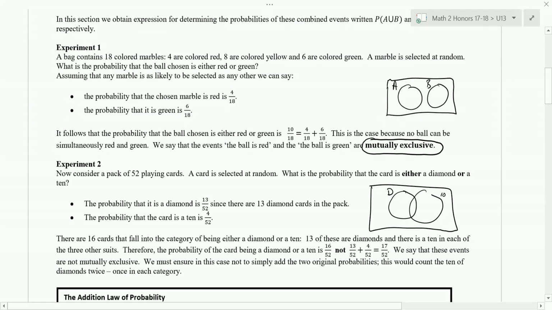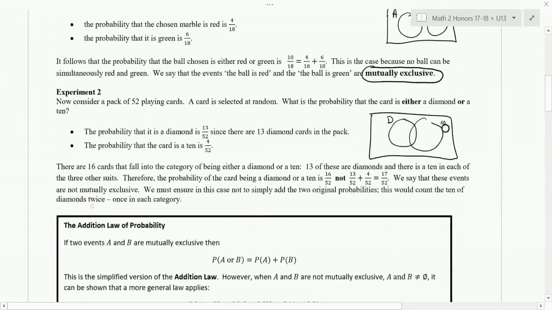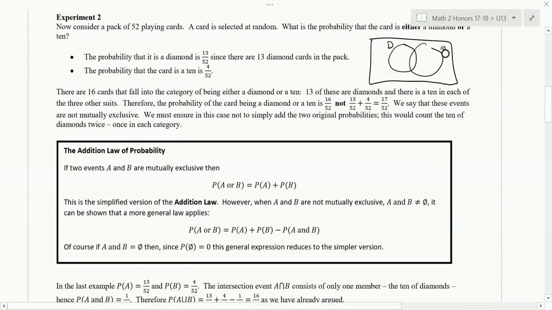So we say these events are not mutually exclusive. We must ensure, in this case, not to simply add the 2 original probabilities. So when it comes to these OR problems, we have to always ask the question, am I working with mutually exclusive or not? Because we're going to have to handle them differently. And here are the 2 ways we handle them. So if the 2 events are mutually exclusive, then we're just simply adding them.